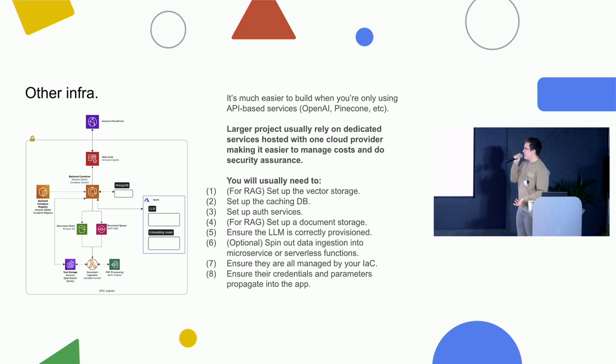So at the very least, what you would usually need, you would need a vector storage, you would need the caching DB, which reduces your costs, and you'll probably need one more DB, or it can be the same database, for authorization, history, conversation, context, and things like that. Temporary document storage for ingesting documents, once again, for RAG. Some kind of LLM inference environment, like Google Vertex, AWS Bedrock, something like that.